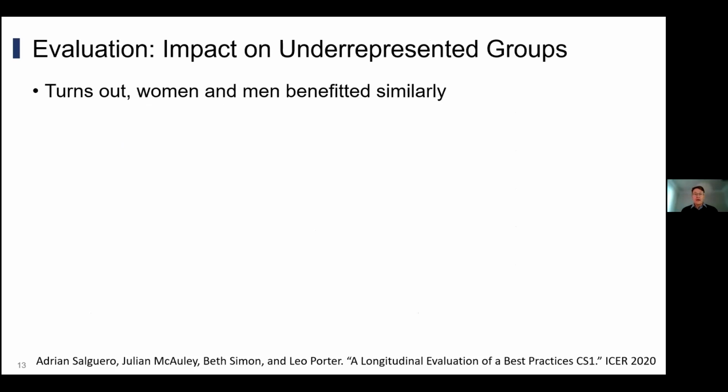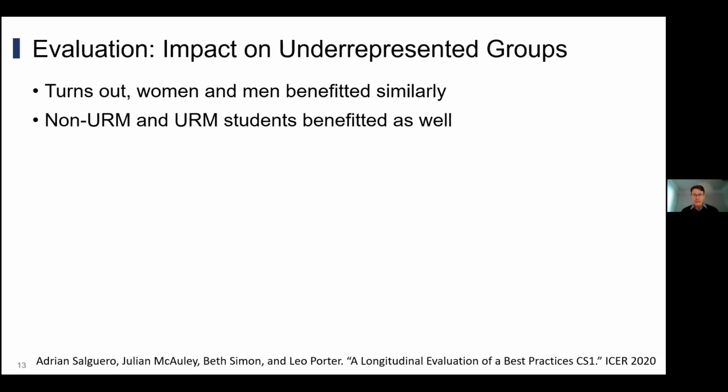A couple of other pieces I want to talk about real briefly. The first of these is that one of our goals for improving outcomes for students was focused on underrepresented groups in computing. And so we did look at different populations of students. And I want to point out that we saw essentially the same outcomes based on gender. But next we looked at the outcomes in terms of whether or not they're part of a racial or ethnic minority group. And again, we found that both groups benefited in a really similar way.